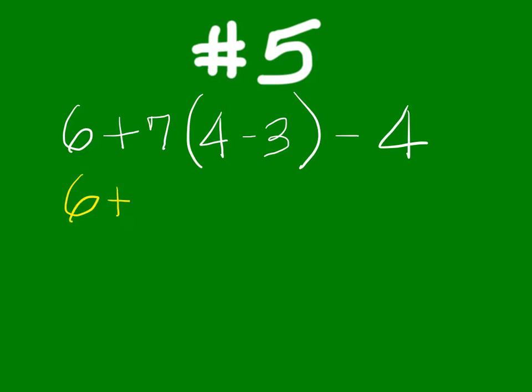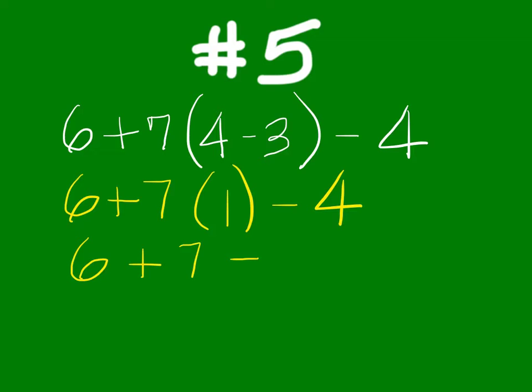Alright, for this one it should be 4 minus 3 first, which is 1. And then 7 times 1 is 7. 6 plus 7 is 13, minus 4 is 9.